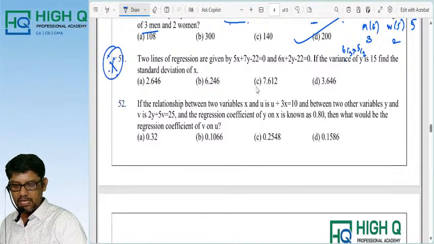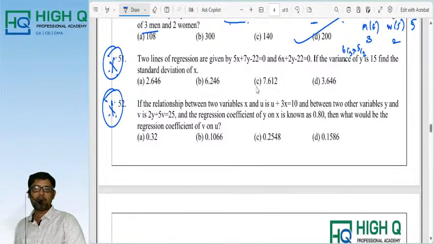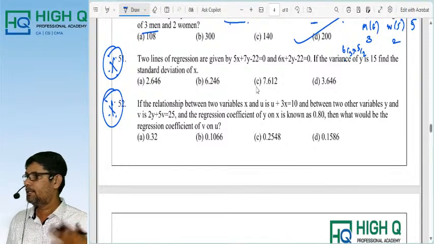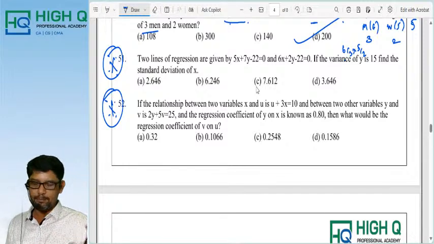Mark these 2 types of questions. Solve more of this type of question, okay? Thank me later when you see this question in your exam hall.